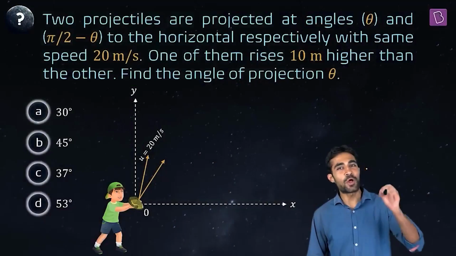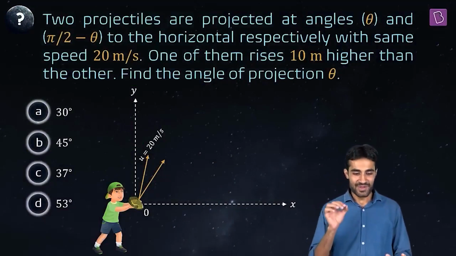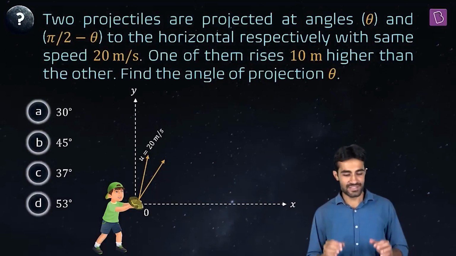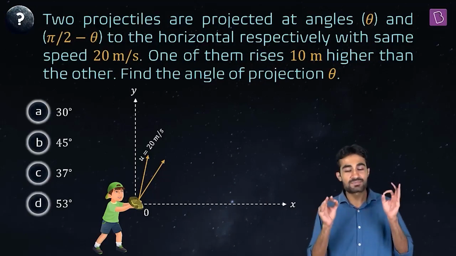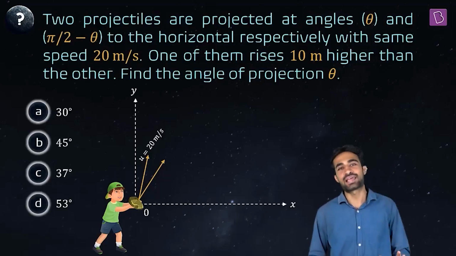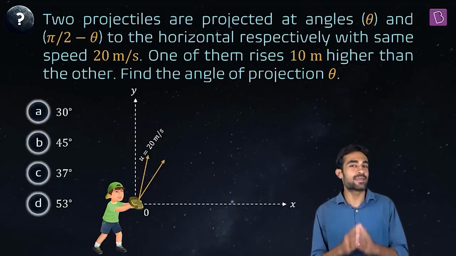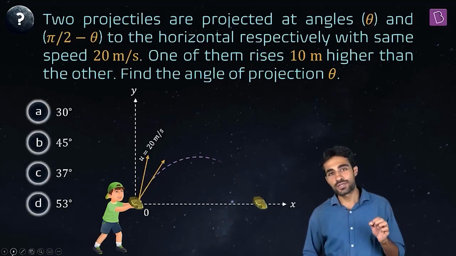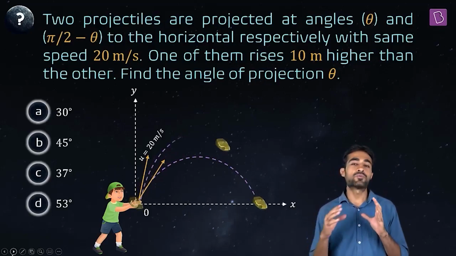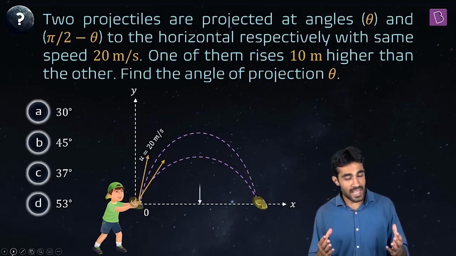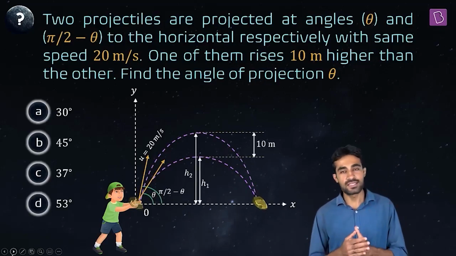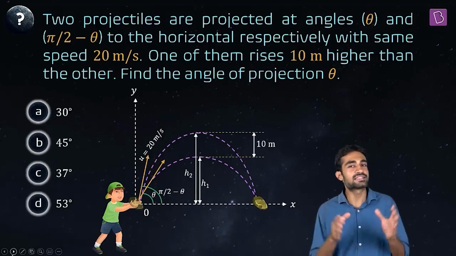Here is a good question on projectile motion. Two projectiles are projected at angles theta and 90 degrees minus theta with the horizontal respectively, with a speed of 20 meter per second. So the initial speed of projection is given to be 20 meter per second, same for both the projectiles. Now the angles at which they are projected are different. One angle was given to be theta and another angle was given to be 90 degrees minus theta. These are complementary angles, so we can get the same range.